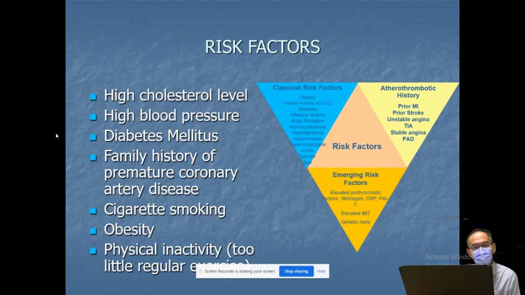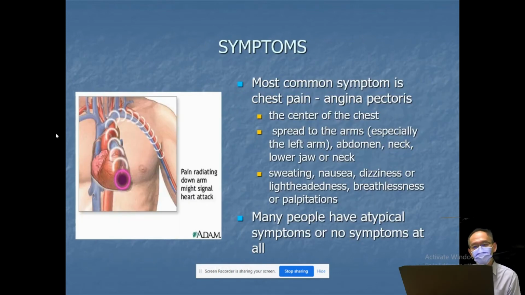High blood pressure, diabetes, strong family history of early coronary artery disease or heart attack. Smoking definitely is one of the major causes. Obesity and physical inactivity, not much exercise, a sedentary lifestyle, also lead to heart attack risk.